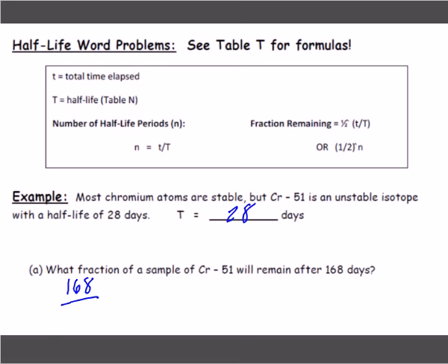All right. When you divide 168 by 28, you get 6. So we have 6 half-lives. To get a fraction remaining, all you have to do is take a half-life, 1/2, times 1/2 times 1/2 times 1/2 times 1/2 times 1/2. You have 6 halves. So that's 2 to the 6th power, 1/2 to the 6th power. Same thing, 1 over 2 raised to the 6th.